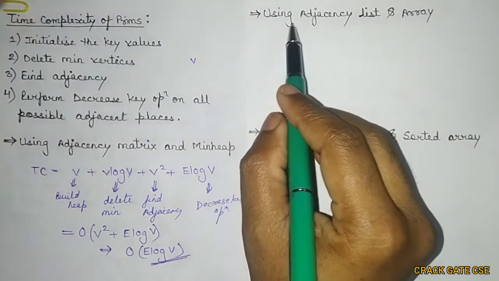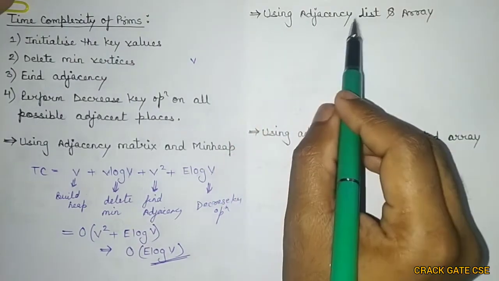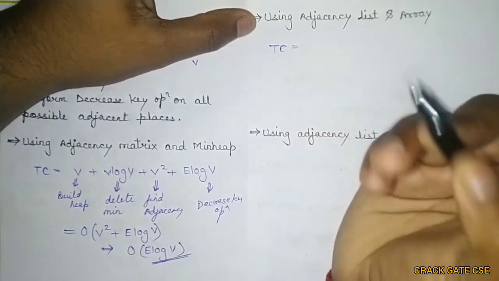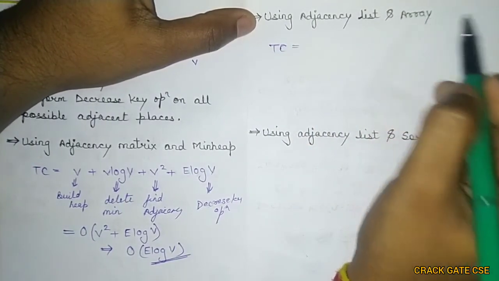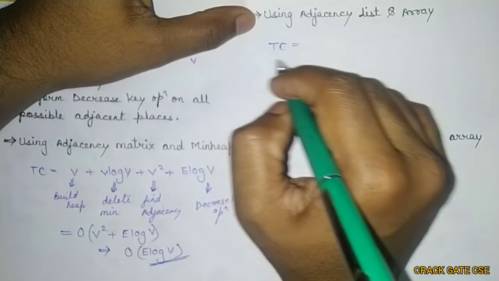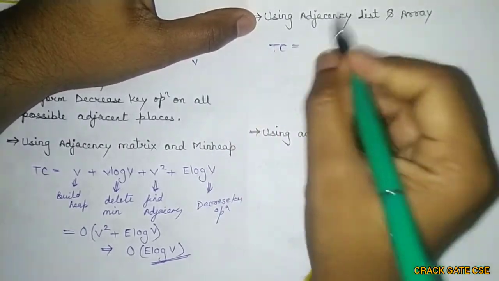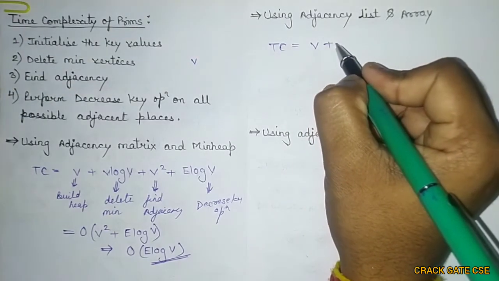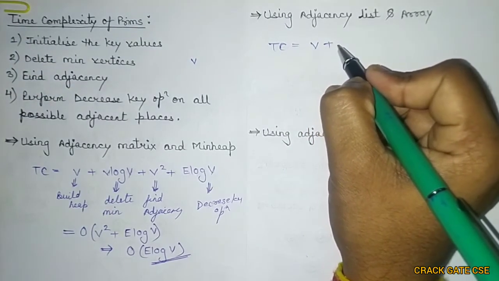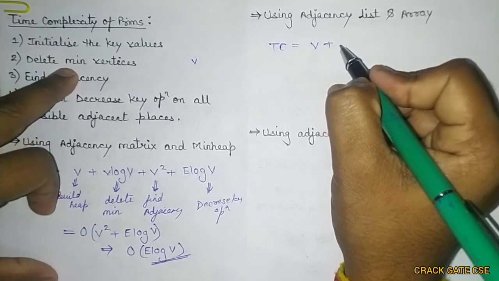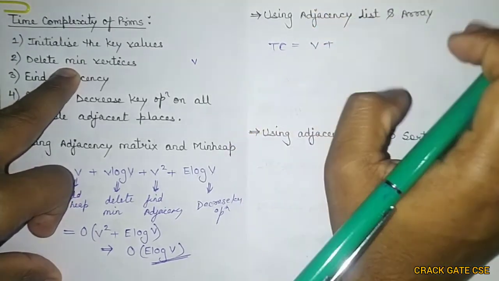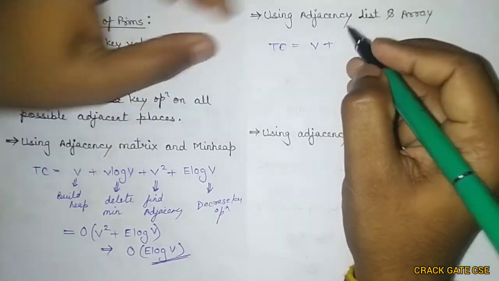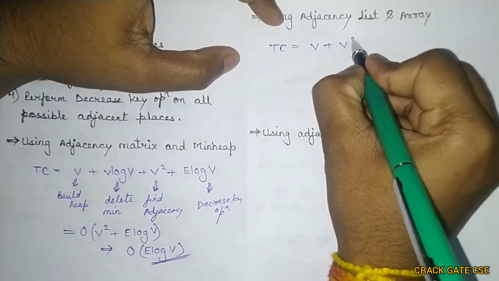Now I have to find out the time complexity using adjacency list and array. So similarly again, first of all we need to initialize the array, and initialization of the array takes order of V time, because we can initialize just by scanning that row. So V, now I have to delete. After deleting, if I delete one vertex, then I again have to rearrange that particular array, because in an array the values need to be continuous. So it will take V square.